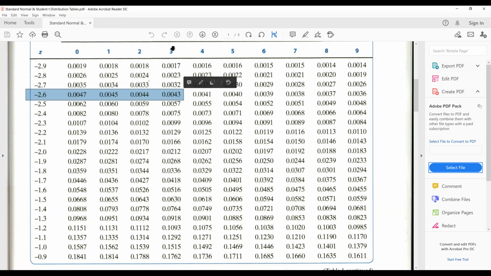And then 3 is here, so that's the probability, right? 0.0043. Guys, am I clear? Yeah. So then it will be 2 times 0.0043. So the p-value is, we calculated this.